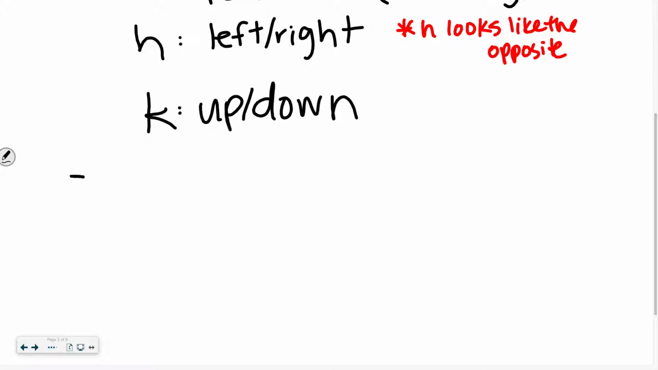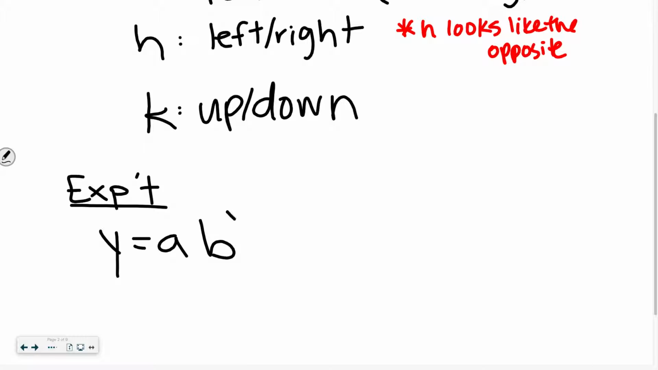So an exponential general form could be something like this: y equals a times b to the x minus h, plus k. Remember, way back in section 6.1, I only had you graph b to the x. Now we're going to see the different transformations being applied. Wait, so A and B multiply, and then you do the exponent? No, you would do the exponent first. PEMDAS: parentheses, exponents, multiplication.